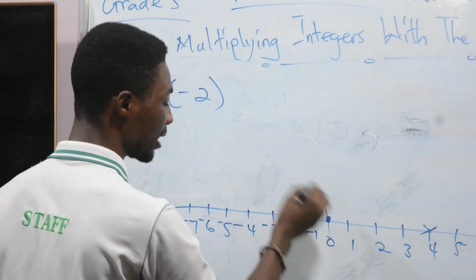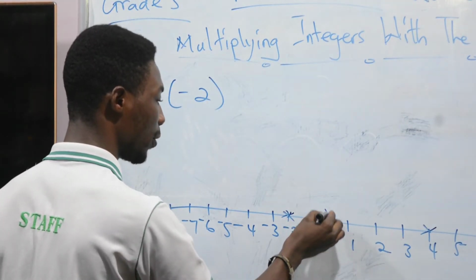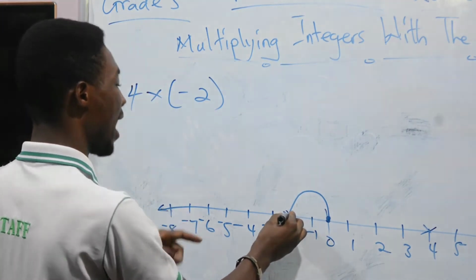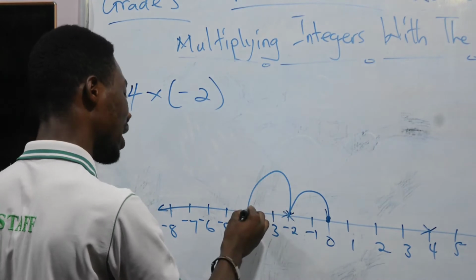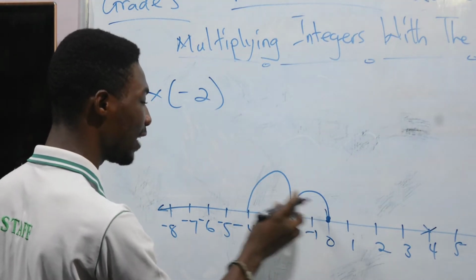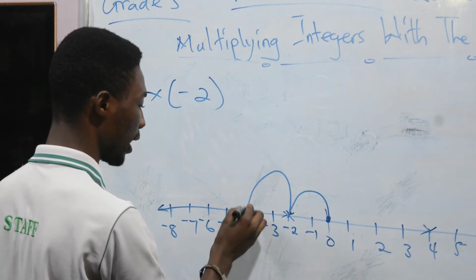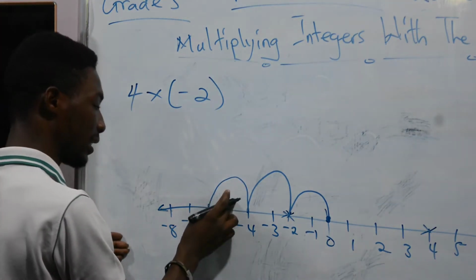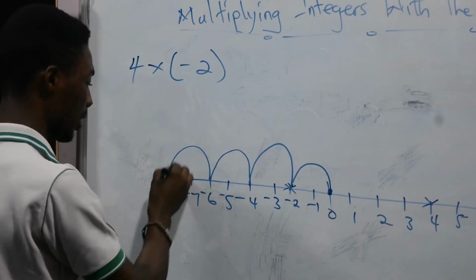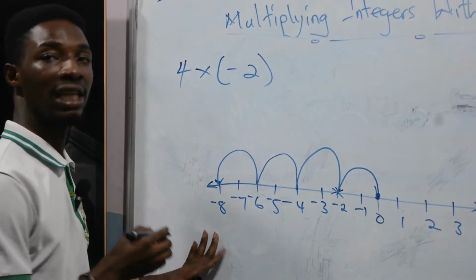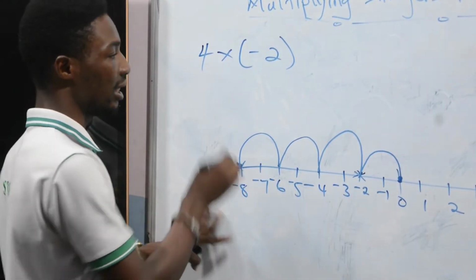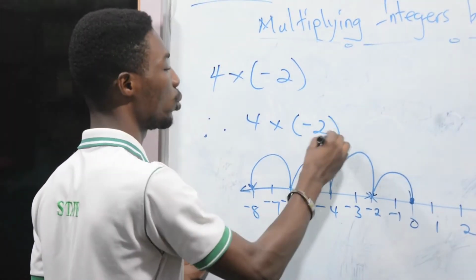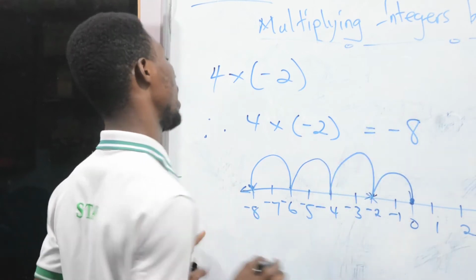I'm jumping in intervals of 2. So when I start from 0, I have to land at 2. That is the first jump. The second jump, I have to land at 4, always making sure that I leave intervals of 2. Third jump, I have to land at -6, leaving intervals of 2, and finally landing at -8, leaving intervals of 2. Therefore, this implies that 4 multiplied by -2 is equal to -8.